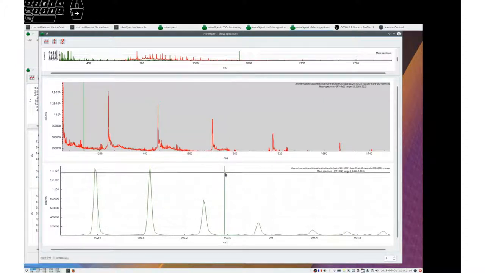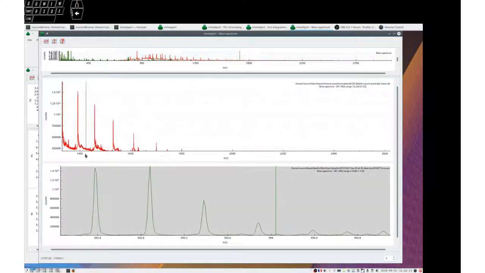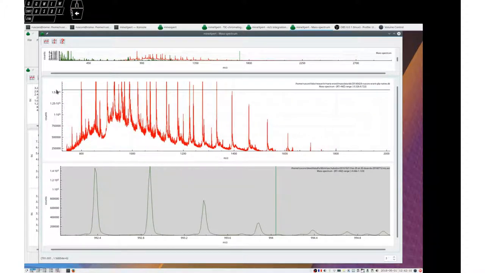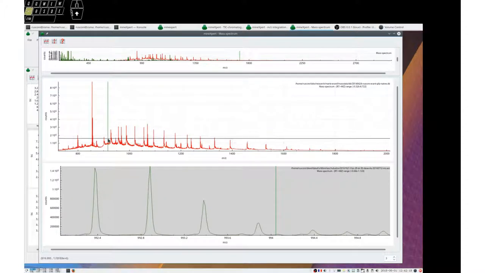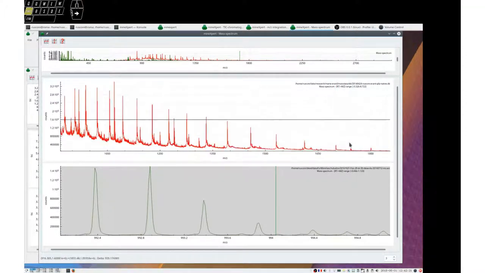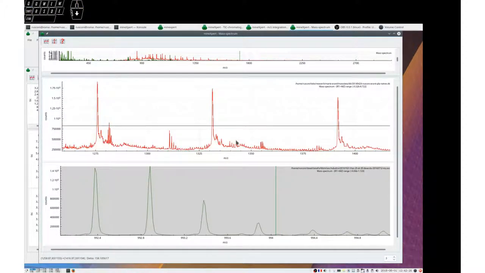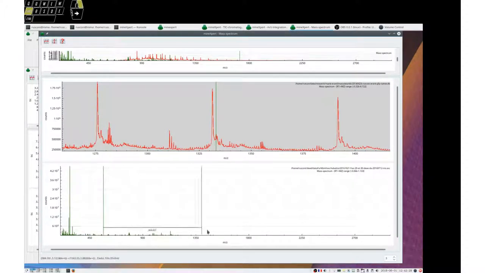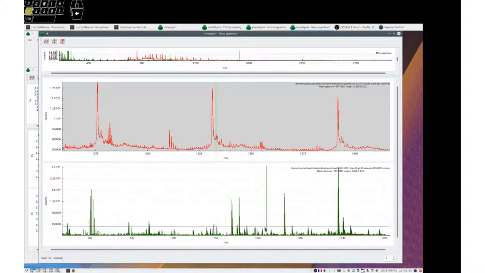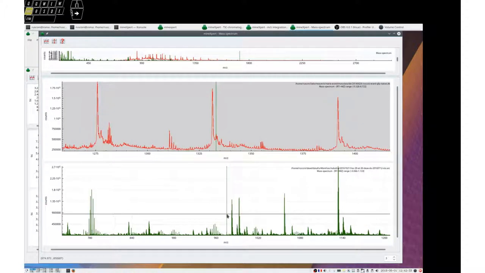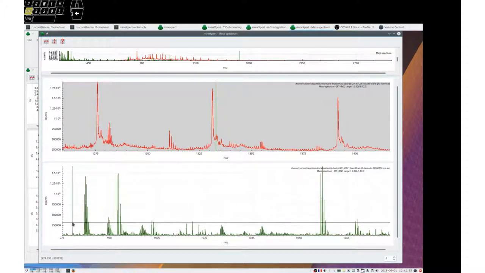So I have loaded here two spectra. This one is about, of course, a protein, as we can see here. We can look at these three peaks. And this one is about peptides, and we look at some peaks around here.